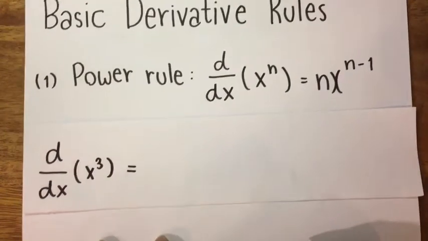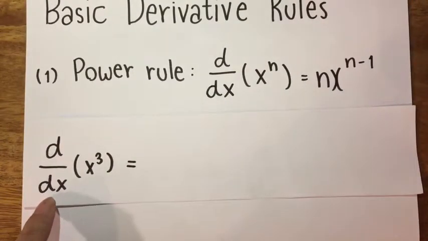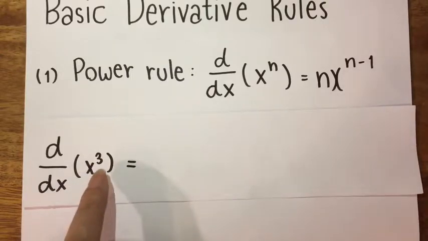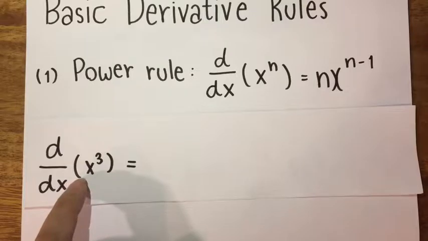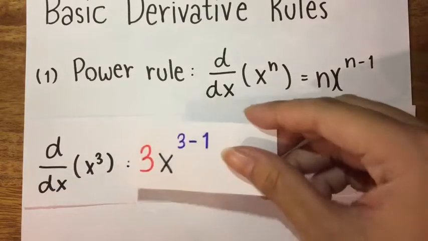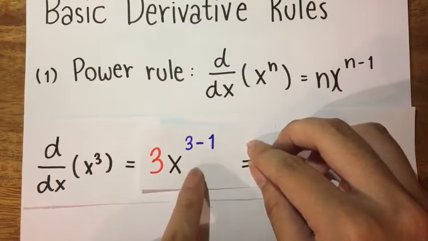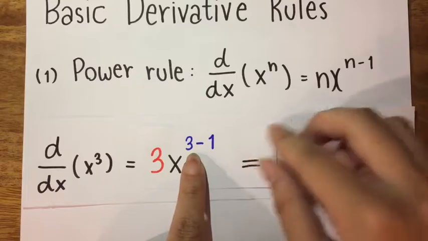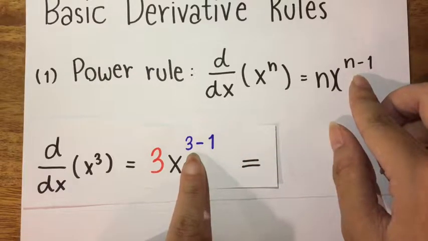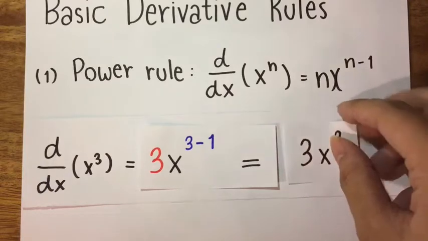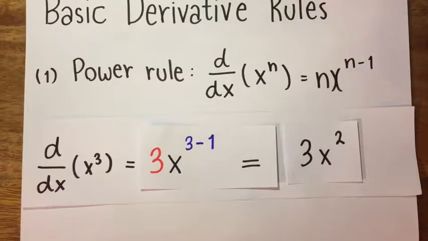For example, if we want to derive x to the power of 3, the 3 will be multiplied by the constant in front, which in this case is 1, which will give you 3, and x to the power of 3 minus 1 according to the rule right here. Now, this will also give you 3x to the power of 2.